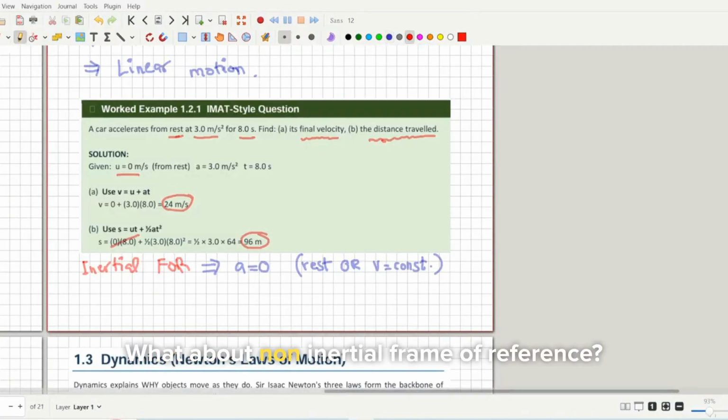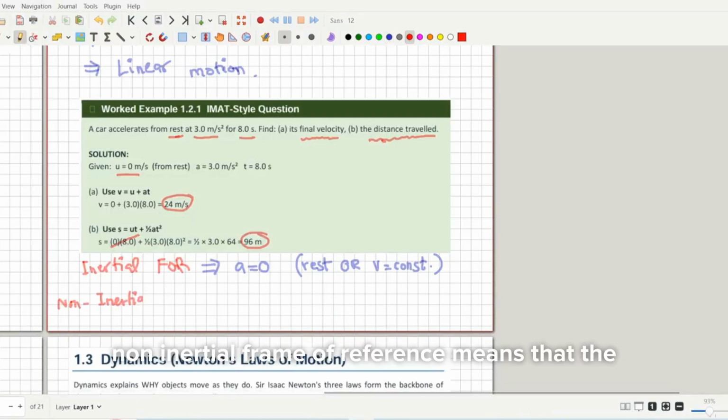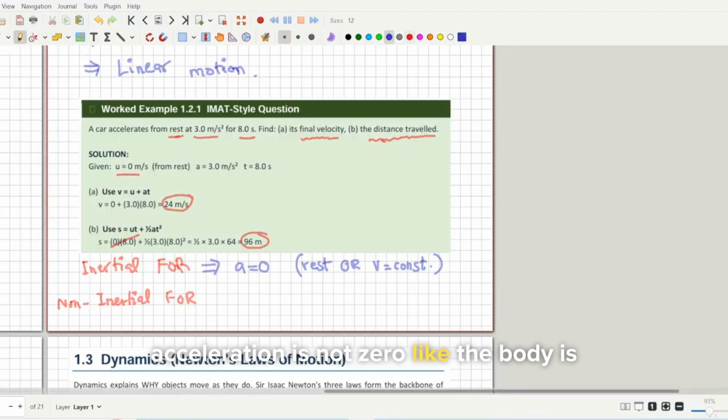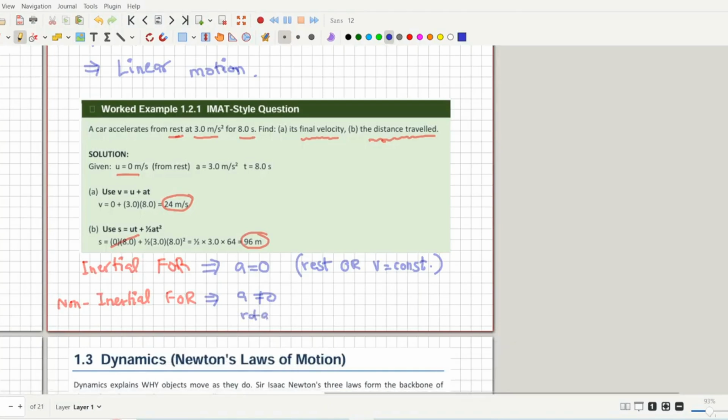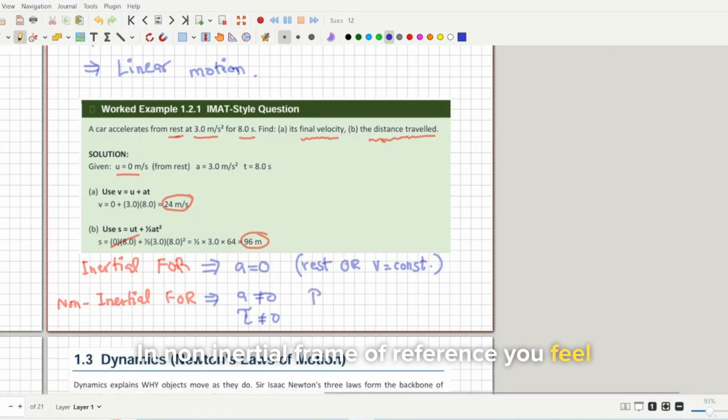What about a non-inertial frame of reference? It means that the acceleration is not 0, like the body is accelerating, or you can say rotating, or that the torque is not equal to 0. So this is a non-inertial frame of reference. What is an example of it? In a non-inertial frame of reference, you feel pseudo forces.